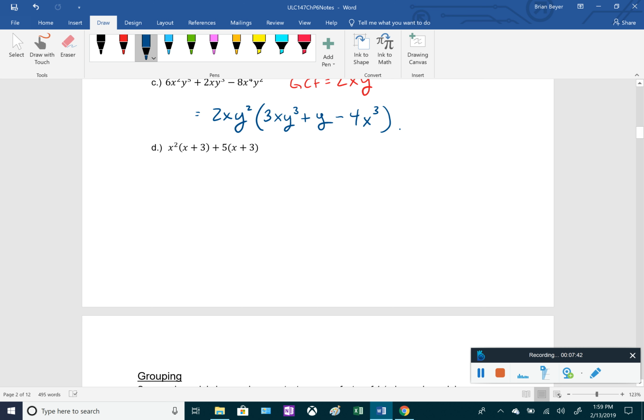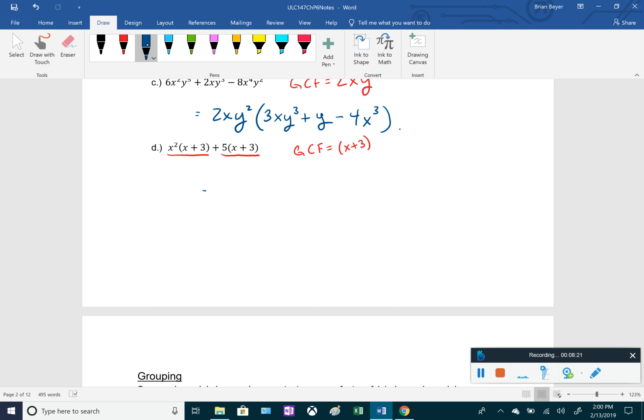Okay, and last one for this page, we have x squared times x plus 3 plus 5 times x plus 3. It looks a little bit different here. We still have two main terms, this big term and this big term. The factors of the first term are x squared and x plus 3. Factors of the second term are 5 and x plus 3. They don't have any variable in common, and they don't have any coefficient in common. The only thing they have in common is that x plus 3.